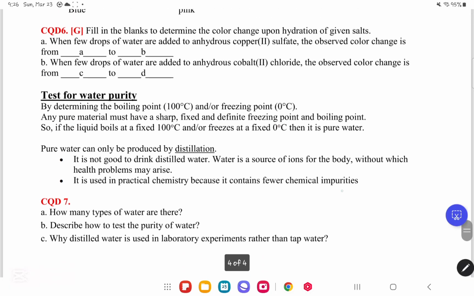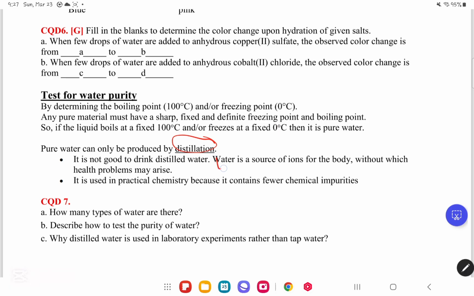So now, test for water purity. How do we test for water purity? It always is by the boiling points. Actually, to test if any substance is pure, we test its boiling and melting point. And we know that liquid water will boil at 100 degrees Celsius, and the ice will melt at 0 degrees Celsius, okay? Now, pure water can only be produced by distillation. To get pure water, it's only produced by distillation. It's not good to drink distilled water.